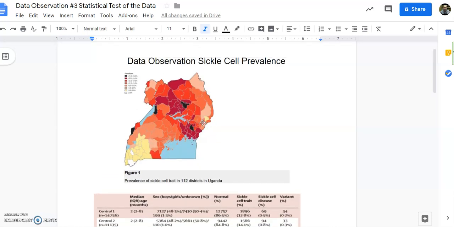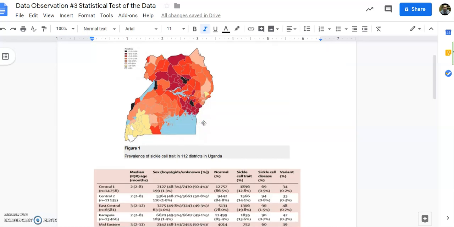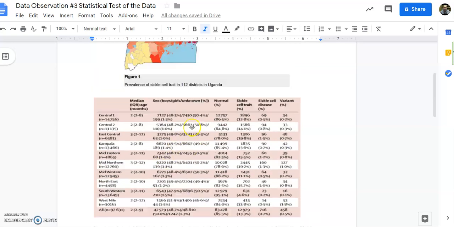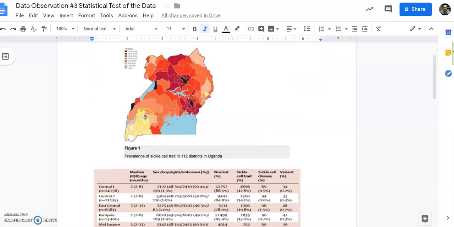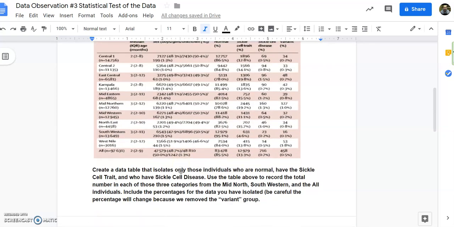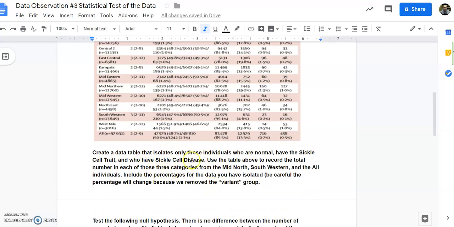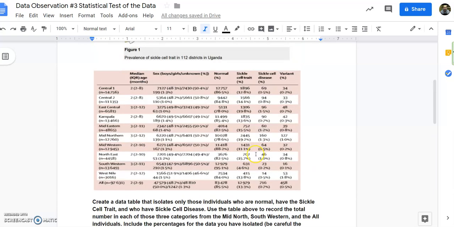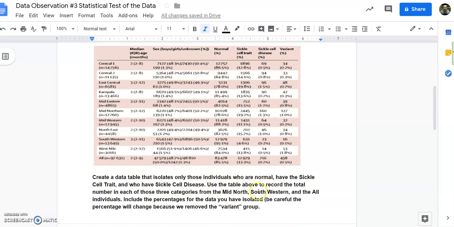So you'll open this document. It's going to look like this. It's going to look a lot like the second data observation we did with this data table and a figure that shows different regions. The instructions are to do some statistical analysis. So we're going to begin by creating a data table. You're going to be isolating only those individuals who are either normal, have the sickle cell trait, or the sickle cell disease.